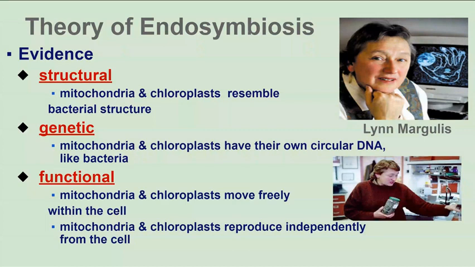Genetically, mitochondria and chloroplasts have their own circular DNA, like bacteria. And the fact that they have their own DNA in the first place, compared to other organelles, which do not. And then finally, the third general category of evidence would be functional. So mitochondria and chloroplasts can move freely within the cell, and mitochondria and chloroplasts can reproduce independently from the cell.